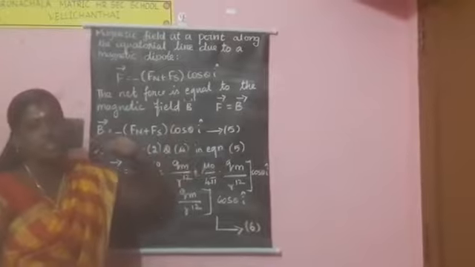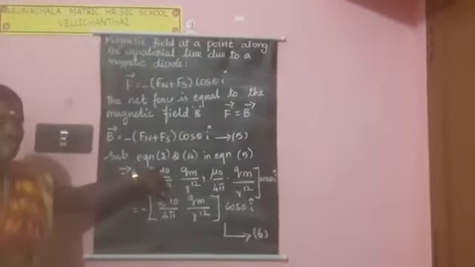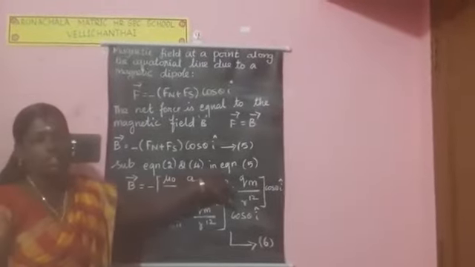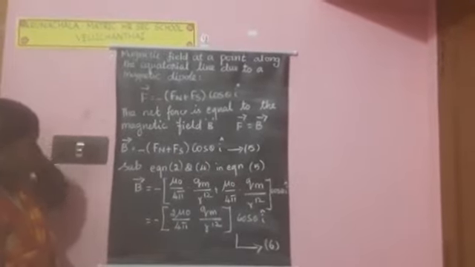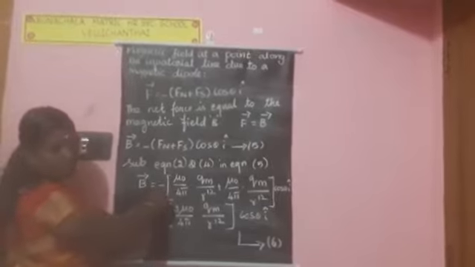So, this is equation number 5. Substituting equations 2 and 4 into equation number 5, we already got 2 equations. You have to substitute here. In the 5th equation, the B vector has a minus term, so you have to take the minus common.